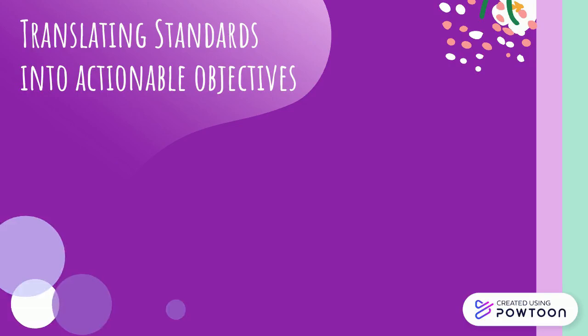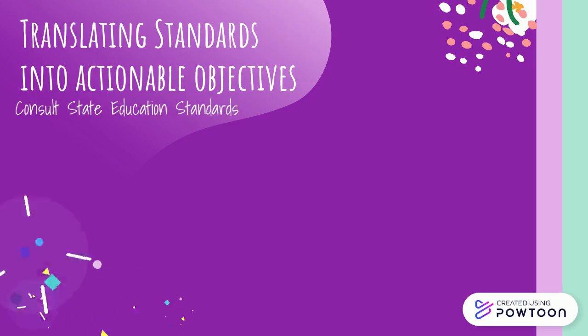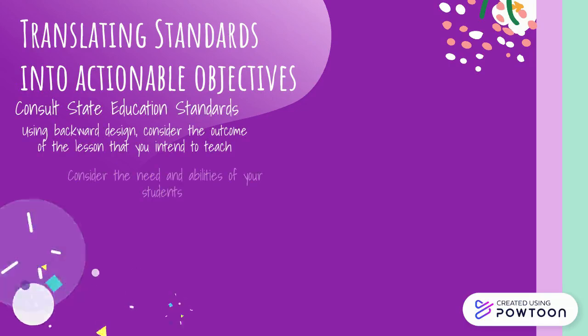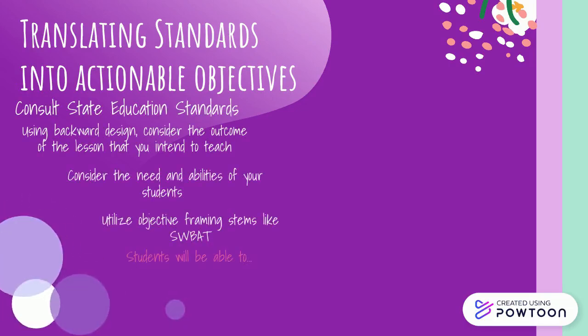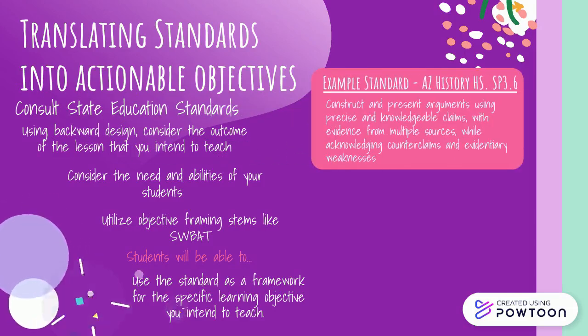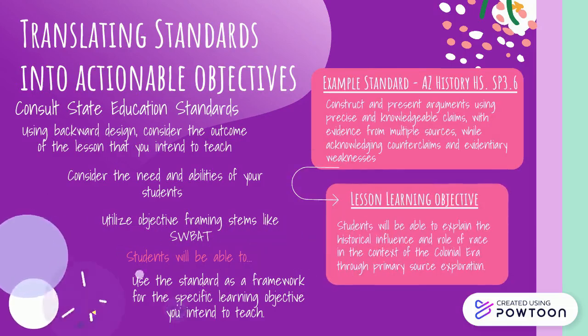When planning lessons and objectives, first consult your state's educational standards for your subject. Then use backwards design to brainstorm some learning objectives for the lesson that you have in mind. Ask yourself what the learning goals are for the lesson in order to write a clear, concise learning objective. Then use the educational standard as a frame for your learning objective.